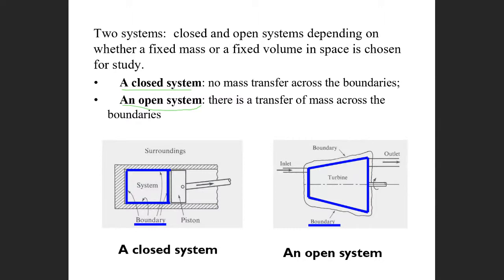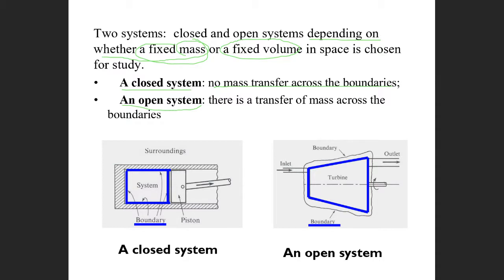It depends on whether a fixed mass or a fixed volume in space is chosen for study. For a closed system, we can see there is no mass transfer across the boundary. Therefore, we know that the mass is constant. The mass is constant for a closed system because there's no mass transfer across the boundary. It's closed, so this system is closed.